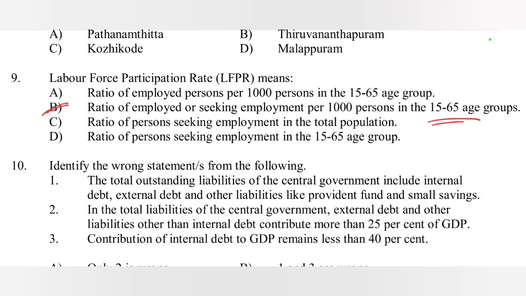So option B is right, because labor force participation rate refers to the working age population. Working age population means the 15 to 65 age group, and they are either employed or actively seeking employment. This is called labor force participation, option B.